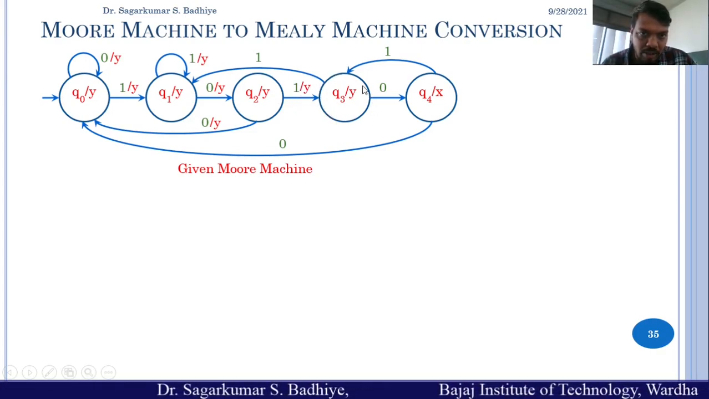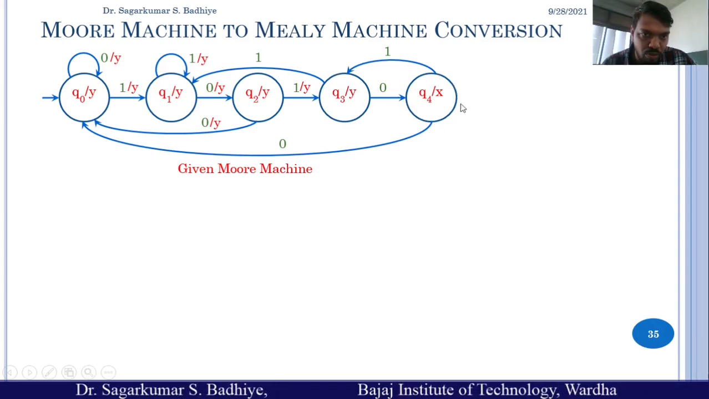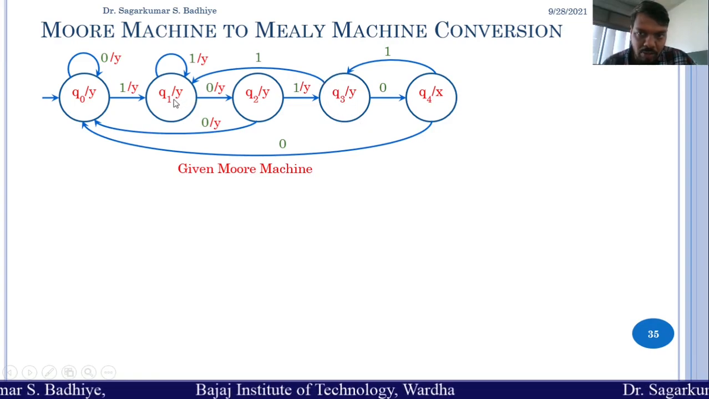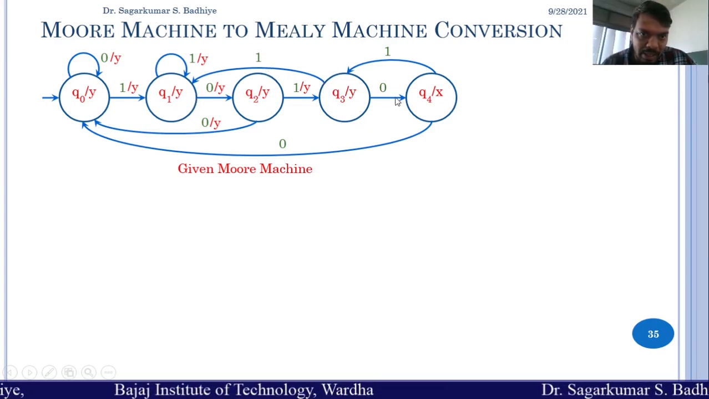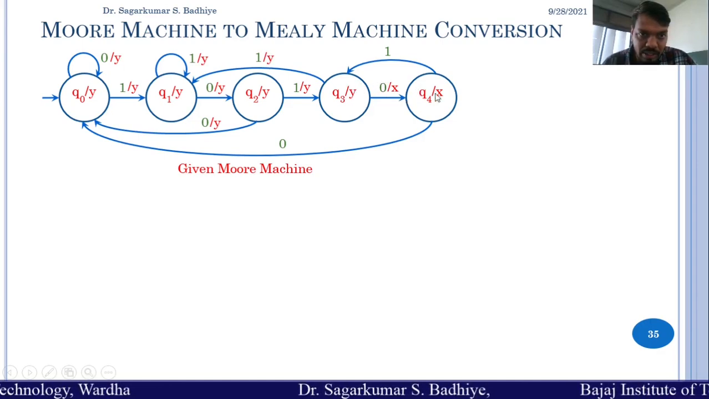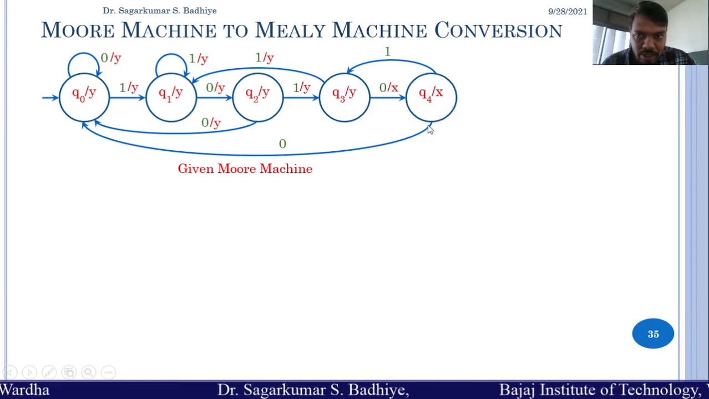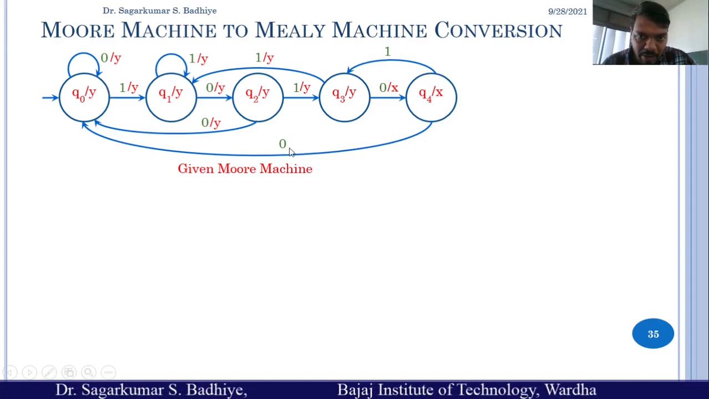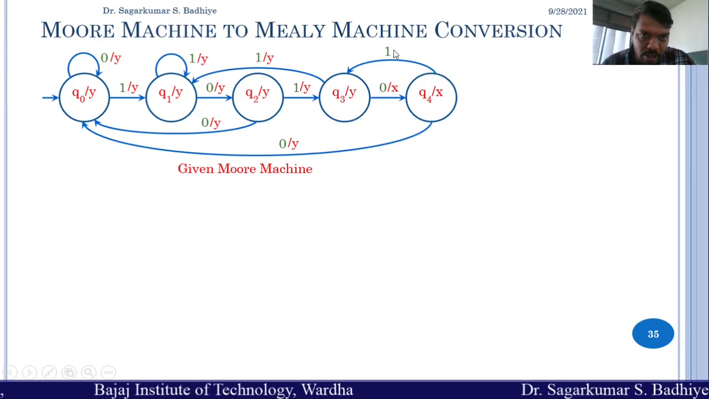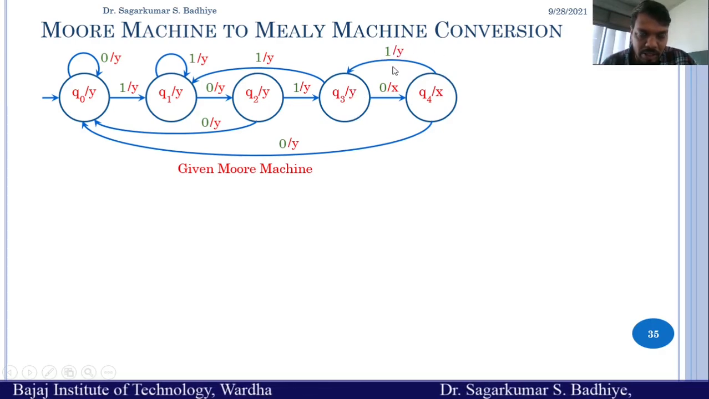From q3 on getting 0 it transits to q4 which is producing an x, and from q3 on 1 it transits to q1 which is producing a y, so we add x over here and y over here, right? So this will give you the output. Then lastly from q4 on getting 0 it is transiting to q0 which is producing y, so we add simply y with this transition, and similarly for q4 on 1 it is going to q3 which is producing an output y, so we add y over here, right?